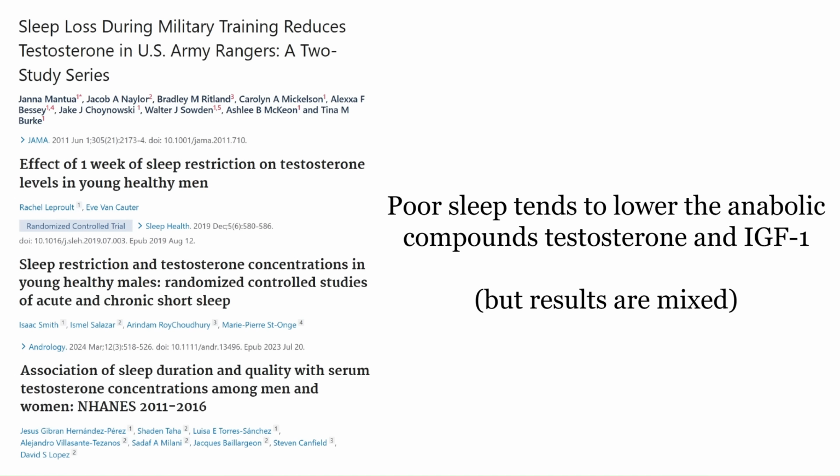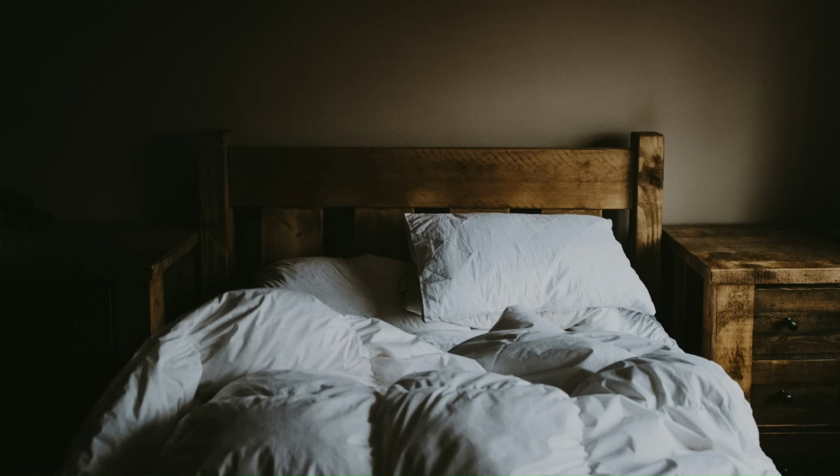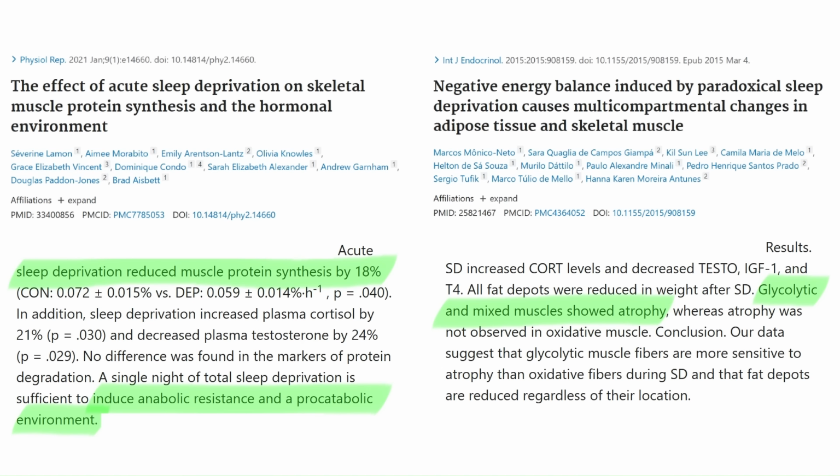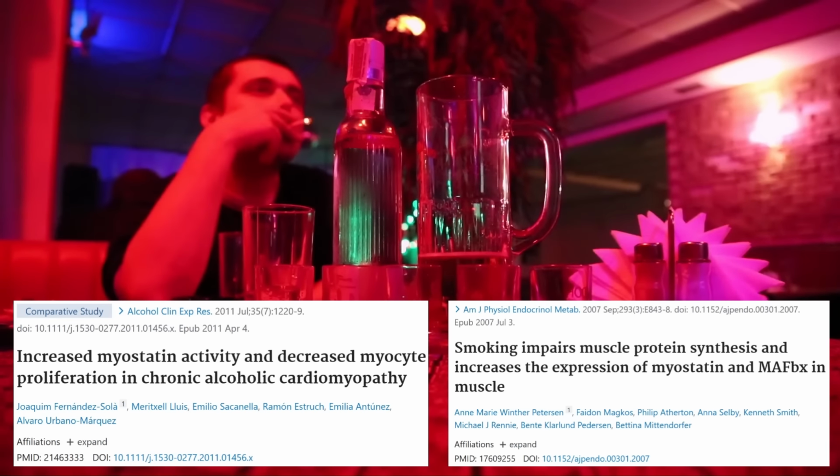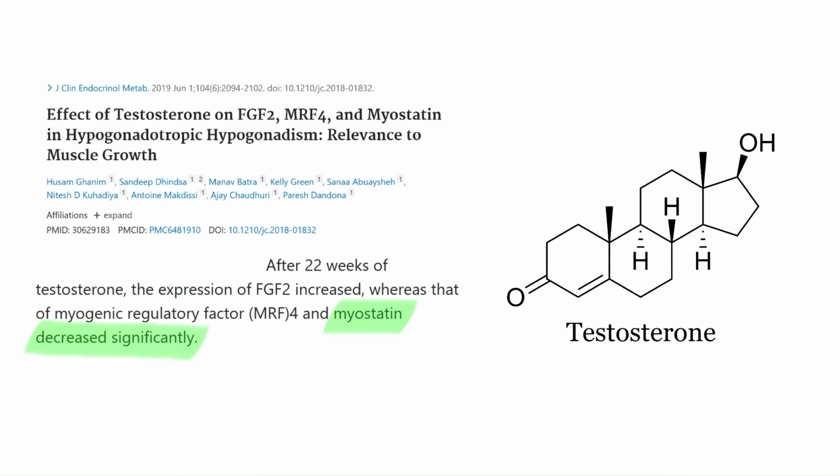Sleep deprivation can lower testosterone and IGF-1, although not every study actually shows that, but regardless, you should be getting good sleep for many other reasons. The point is that poor sleep increases catabolic signaling, potentially including myostatin. Things like alcohol abuse and smoking are linked to higher myostatin and muscle wasting. And lastly, testosterone itself lowers myostatin in the muscle. So when guys take testosterone, their muscle myostatin expression is suppressed.